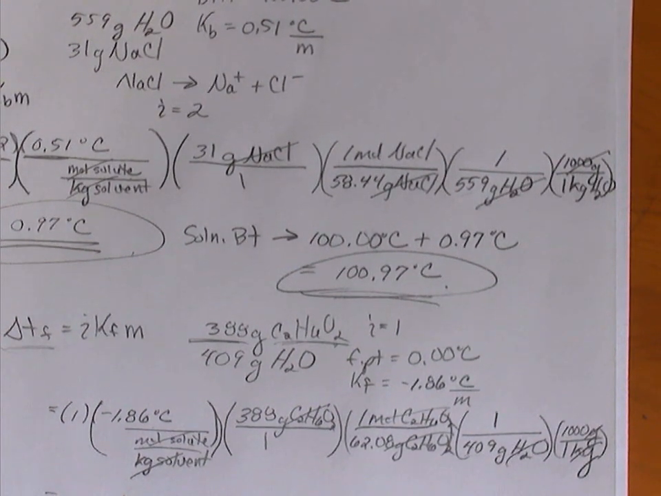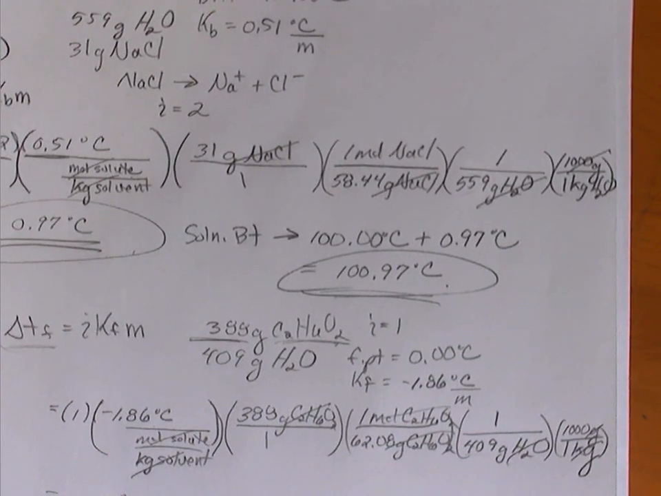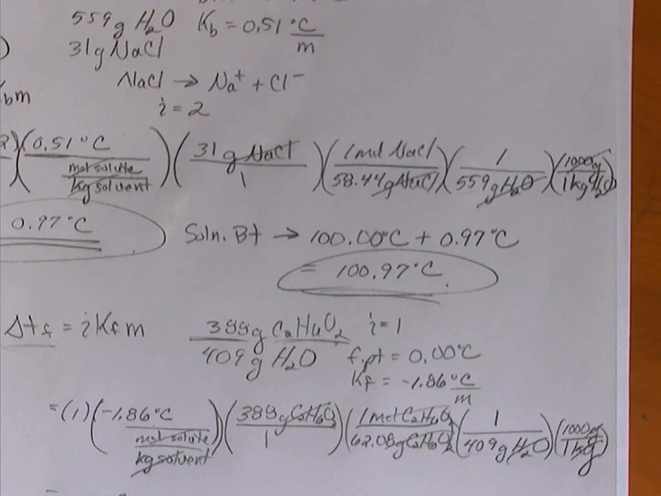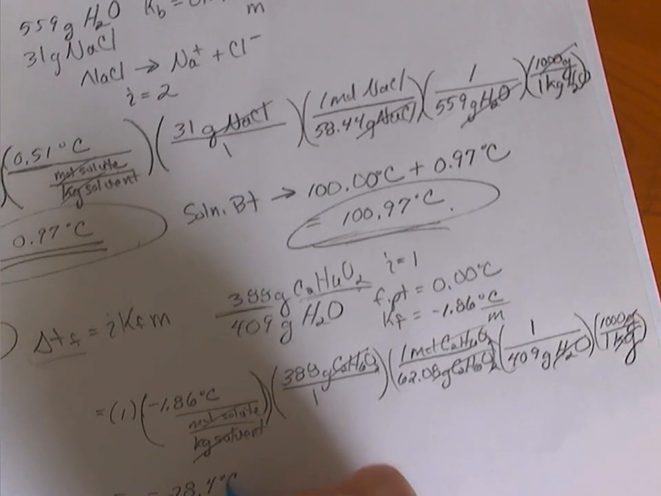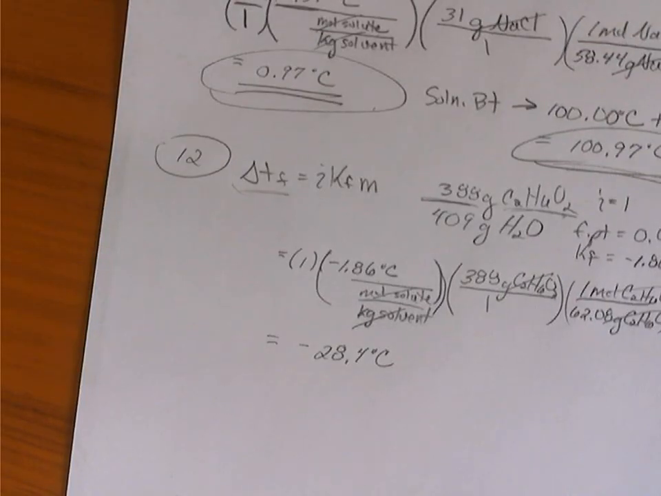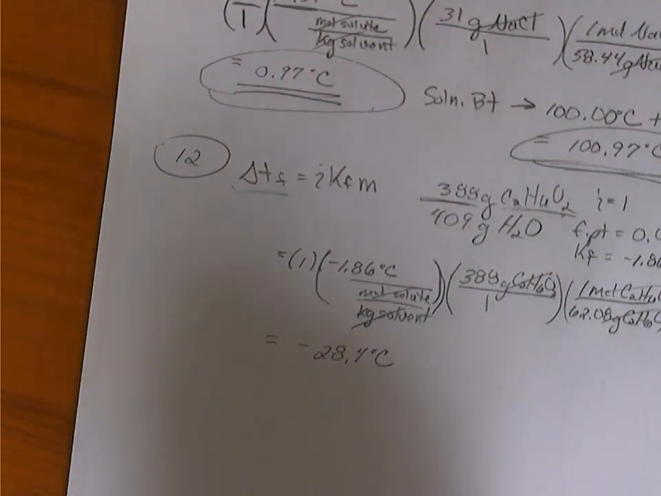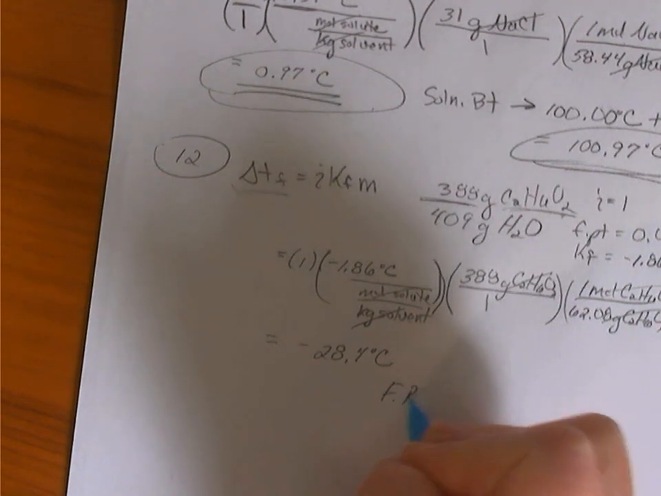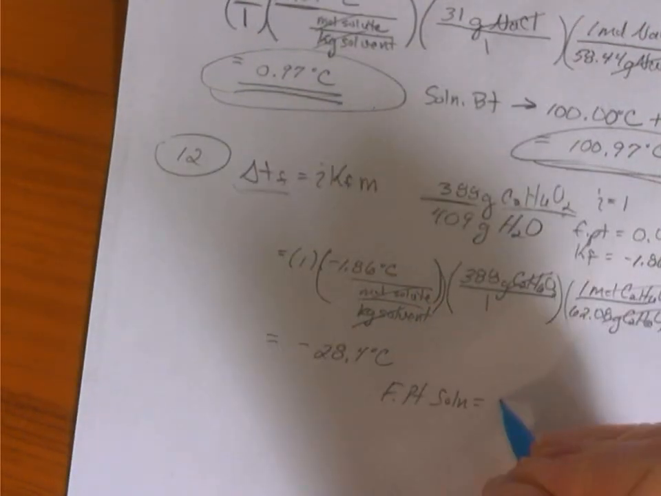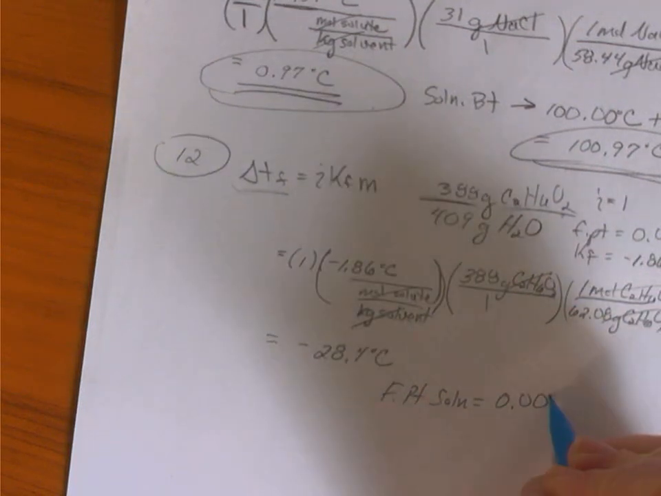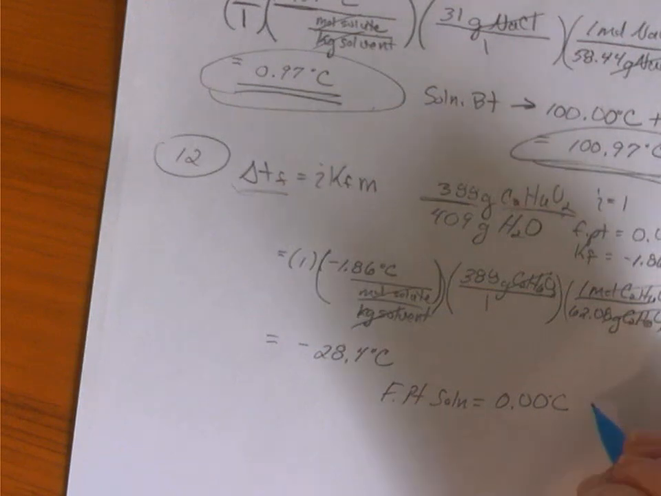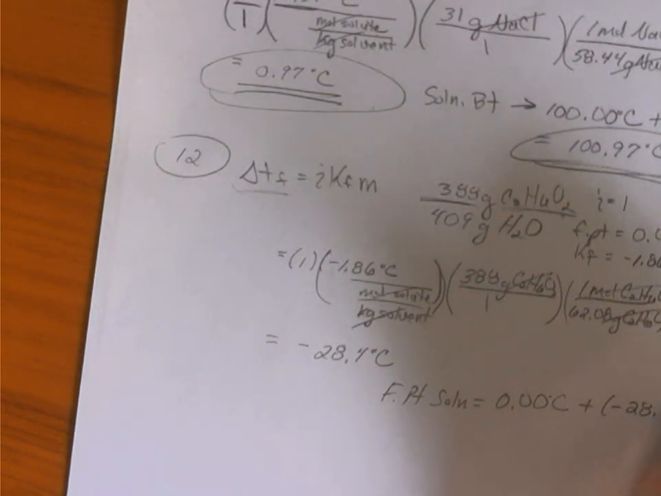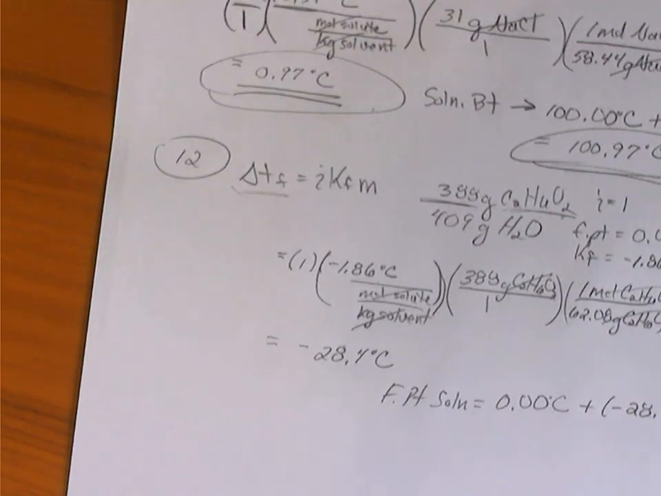Now, this is a pretty high concentration of solute. Oh, yeah. So negative 28.4 degrees Celsius. So the new freezing point, we take the pure solvent and then make sure the solution will be lower. So we are fine to add that negative change in temperature that we found.